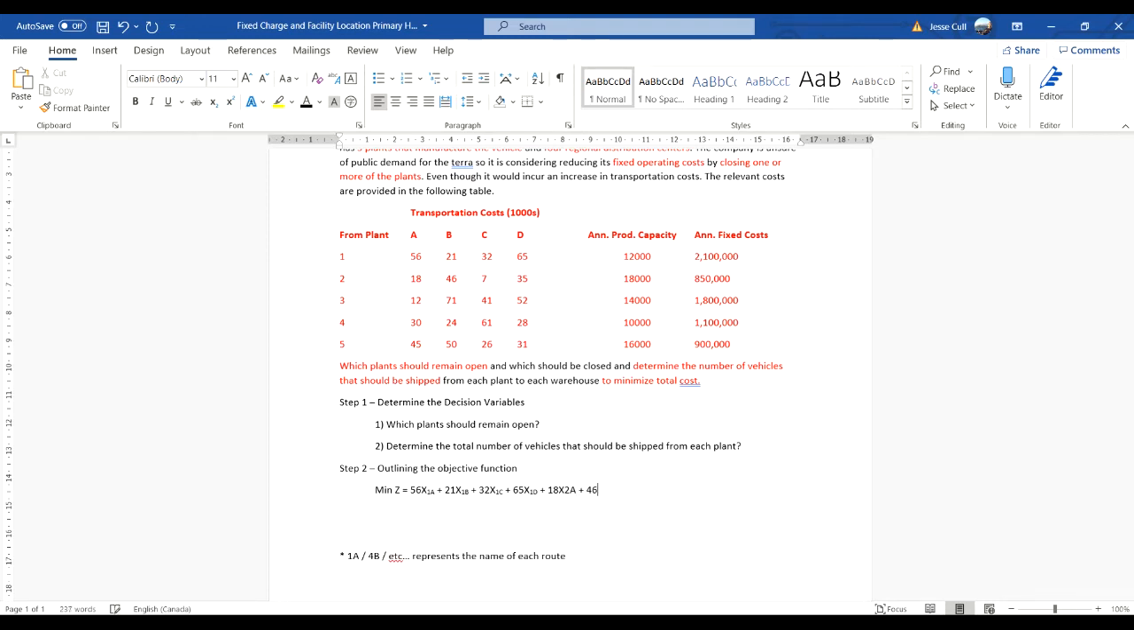Plus 46x2b plus 7x2c plus 35x2d plus. My mistake, I got a little confused. So again, these four represent all of our possible shipping routes from plant B.